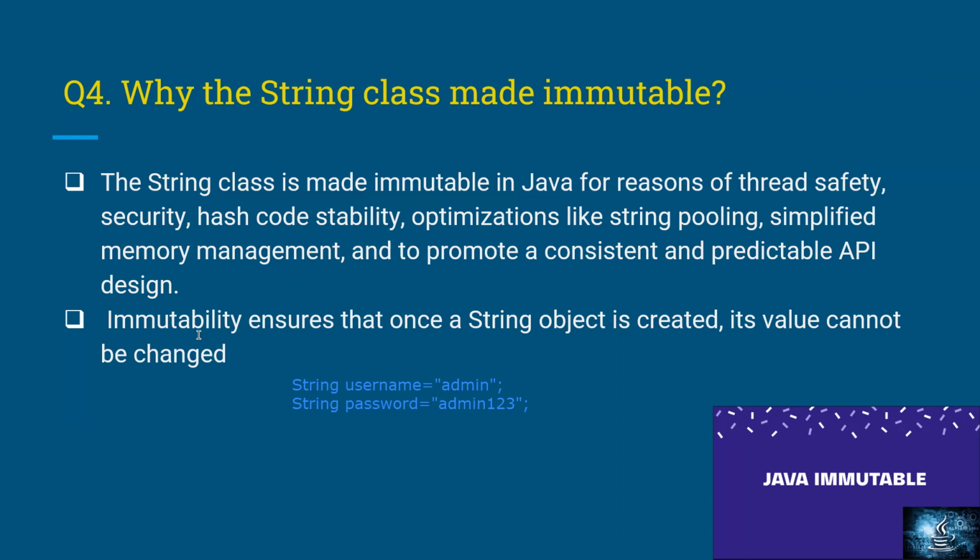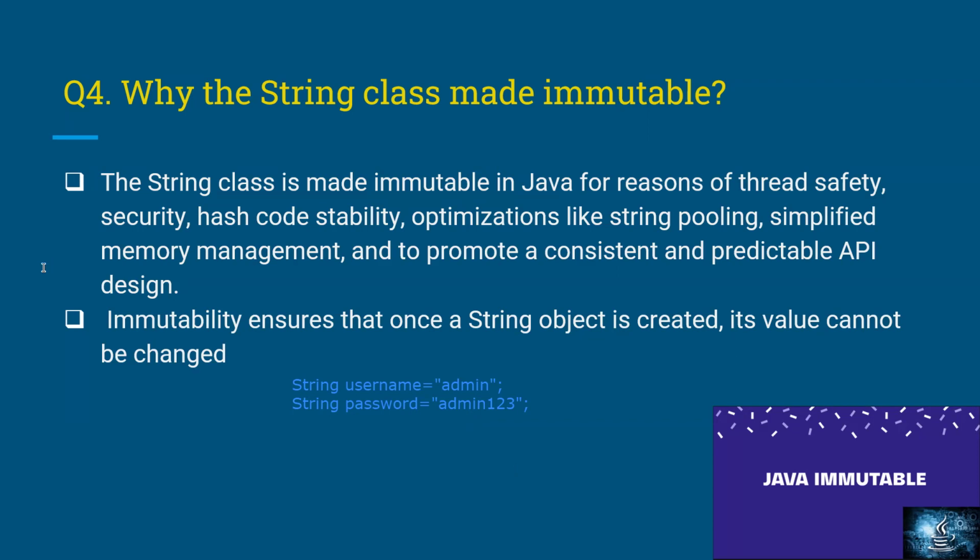Fine. And the last thing, as I said, immutability ensures that once a string object is created, we cannot change the value. For example, if you take the username admin and the password, you don't want anyone to change it, because that is how it was registered. So because of thread safety, security, hash code stability, and optimization, the String class has been made immutable. I'll discuss this more when I talk about HashTable in collections, so that you can understand it very properly.